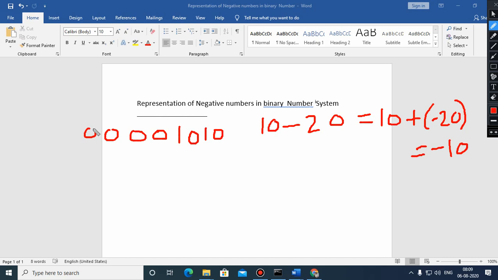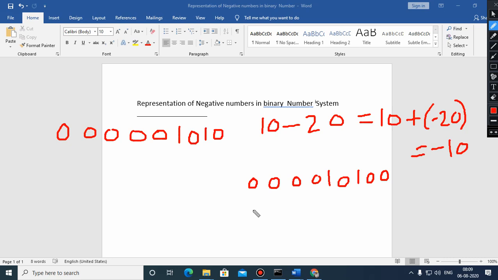So this is positive 10, one sign bit, which is positive 10. Okay. Now 20. The binary representation of 20 is 10100. This is 20. Now we have got 5 binary bits here, so 3 more binary bits, which makes 8 binary bits, and 1 sign bit.